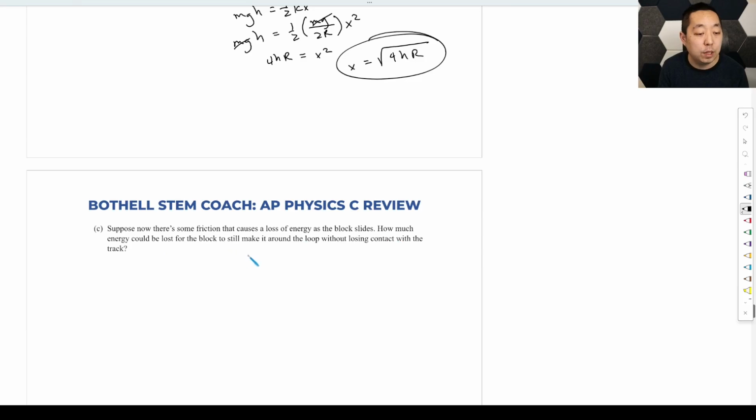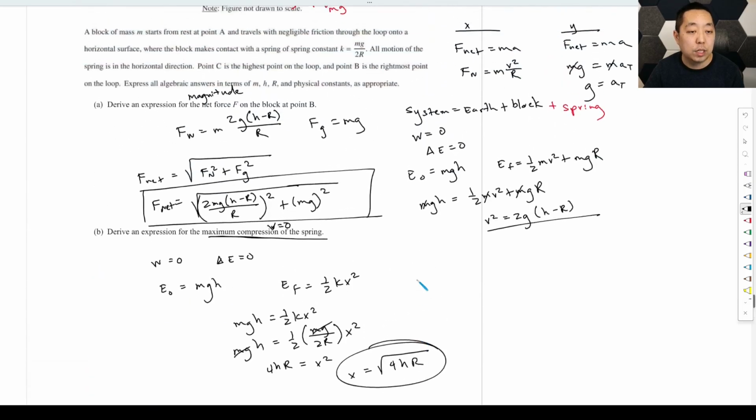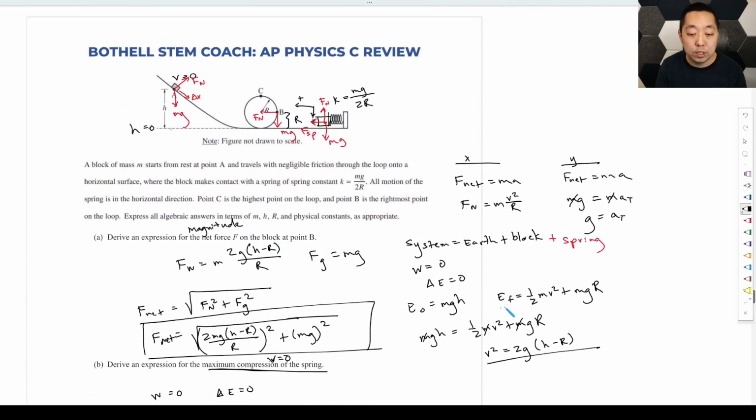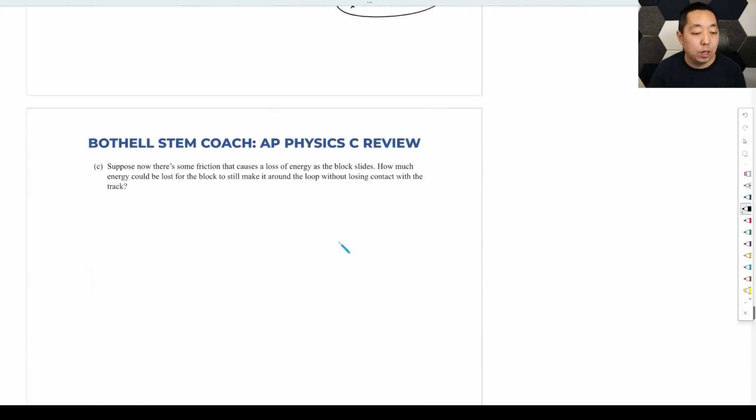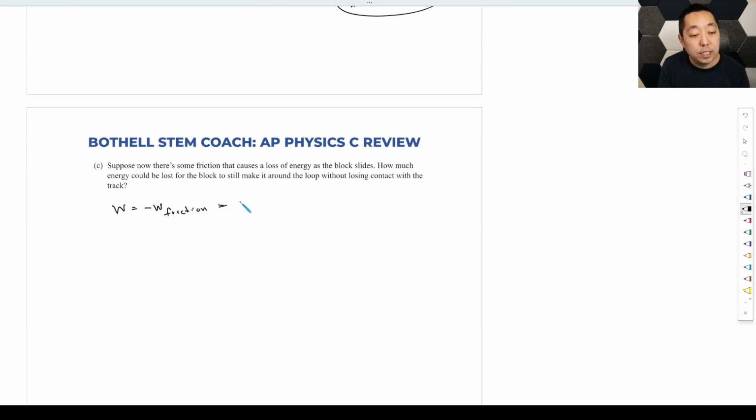All right, now suppose there's some friction causing a loss of energy as the block slides. How much energy could be lost for the block to still make it around the loop without losing contact with the track? Okay, so now the work isn't zero. We definitely have a loss of energy here. Okay, so if we think about our system, the work is the negative work done by friction, right? And that's going to give you the final energy minus the initial energy. So the initial energy is still the same. It's mgh from our system, right?